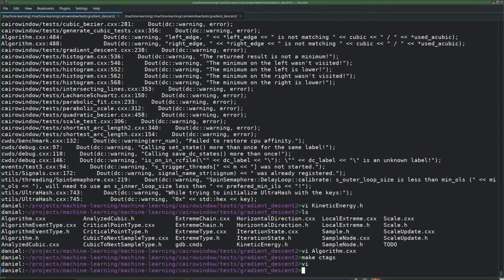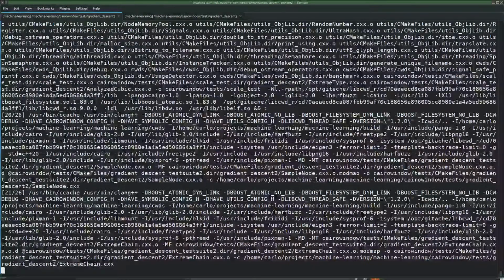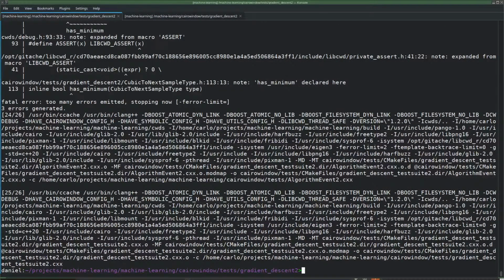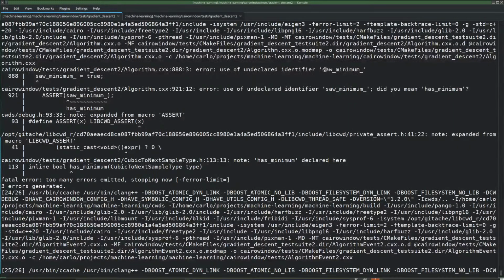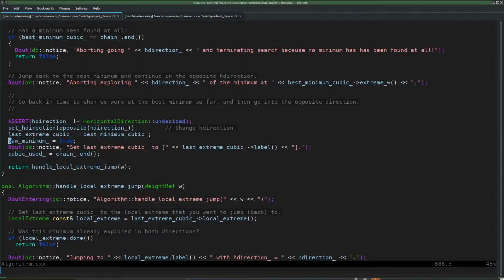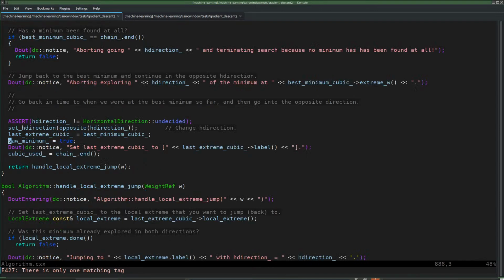So now we should have a clean exit. Undeclared saw minimum. Great. Followed existed. Oh, histogram. Yeah, duh. So I have to add it to algorithm.